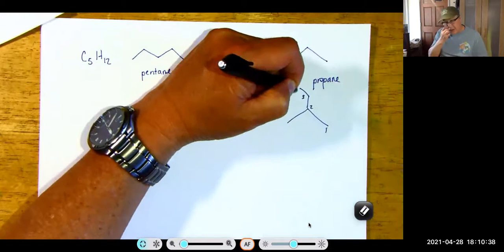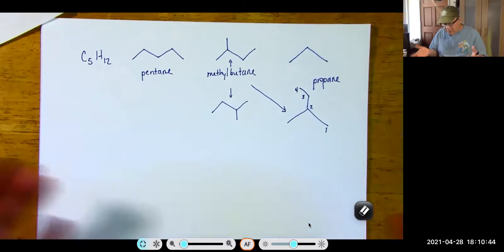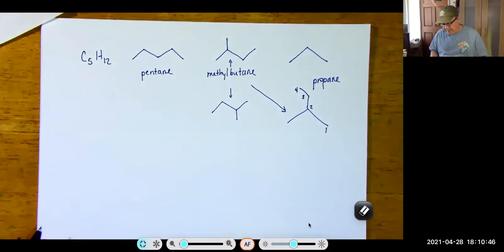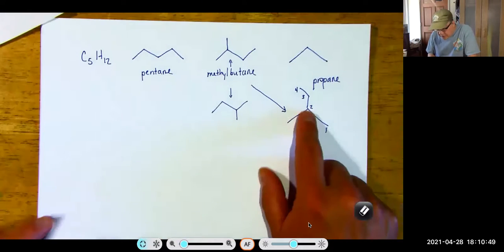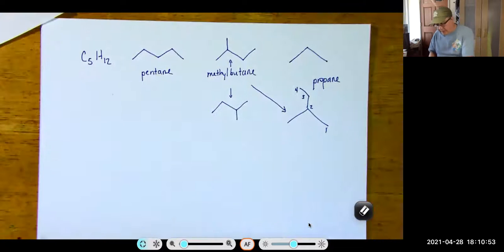So the parent does not go from left to right or right to left. The parent is simply the longest chain, however it may be laid out the way it's drawn. So here I put the 2 carbons together to get my 5 carbons total, but I could have done this.